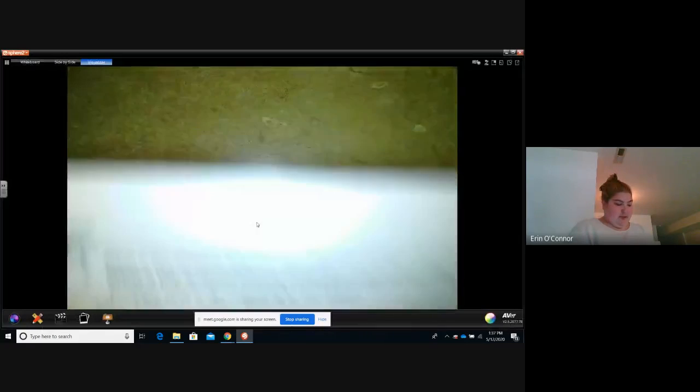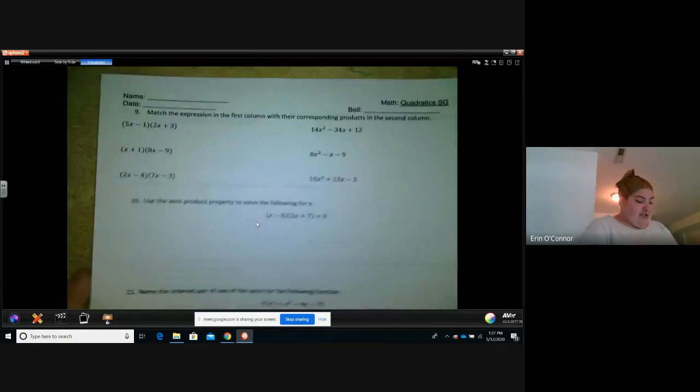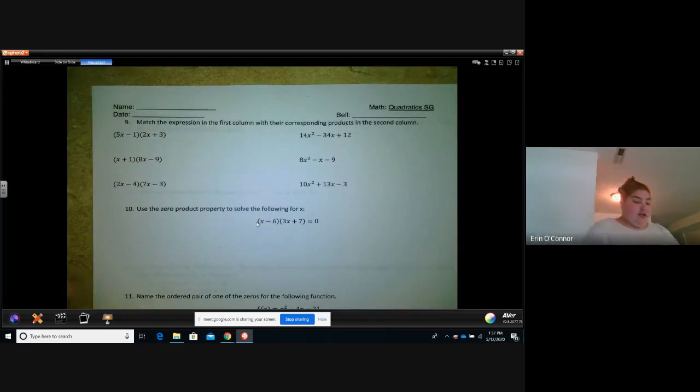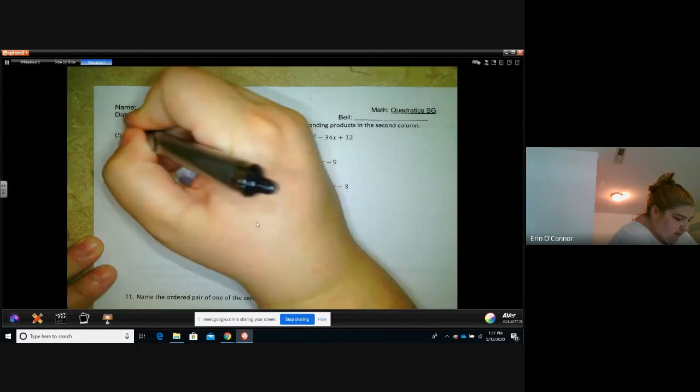Okay. Continuing on. Match the expression in the first column with the corresponding products in the second column. To do this, we could multiply the binomial pair or do the table method, whatever you'd prefer.